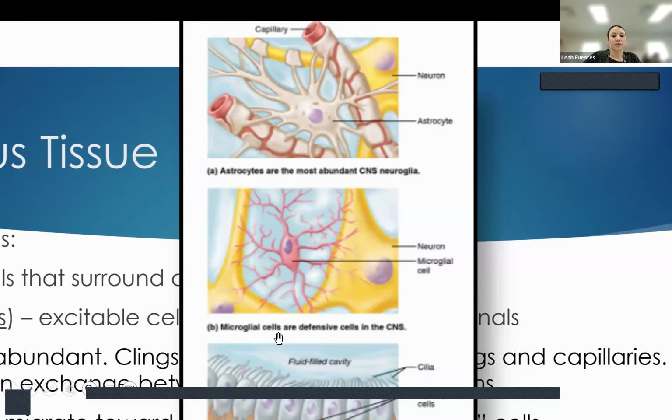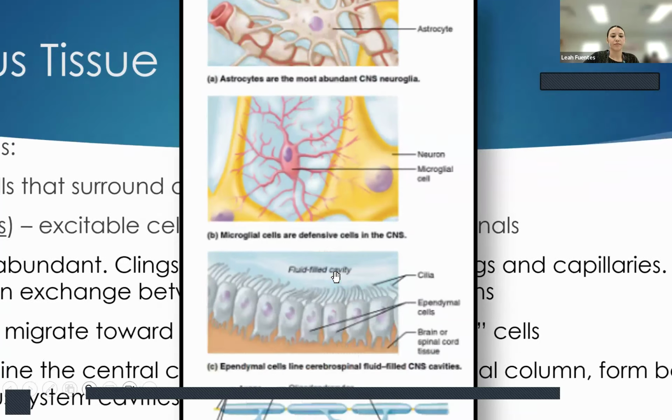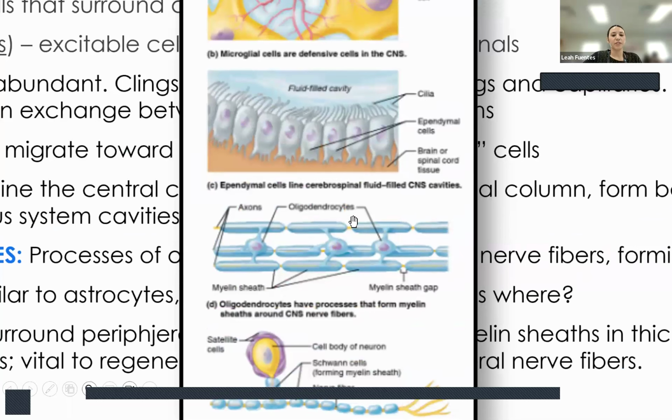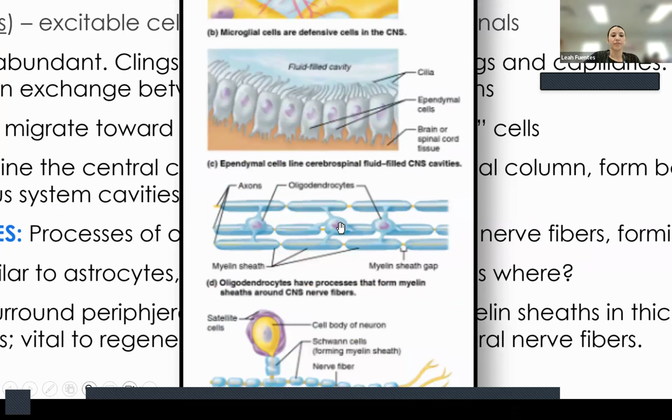We have our microglial cells or microglia. The ependymal cells, you can see these can have cilia. And then where these sit in correlation to the brain or spinal cord. So again, this is going to be your ependymal cells. And then we have those oligodendrocytes here, which we said produce myelin, and here are those myelin sheaths.